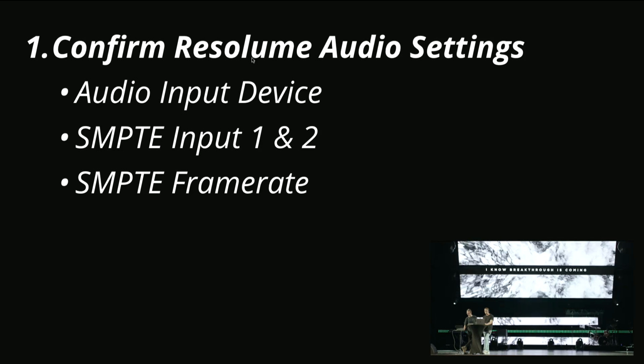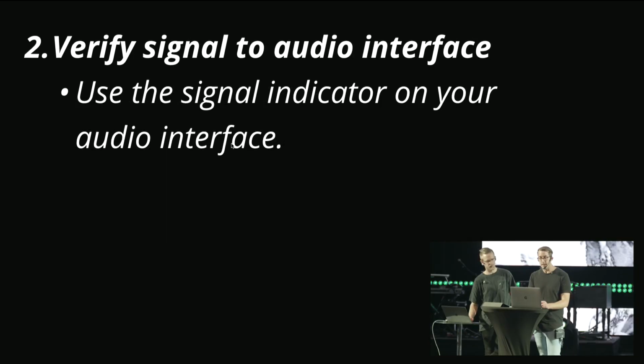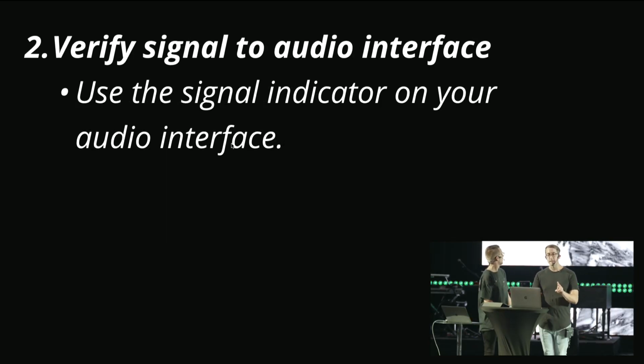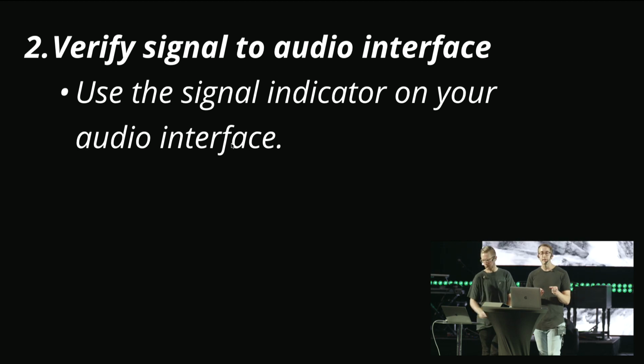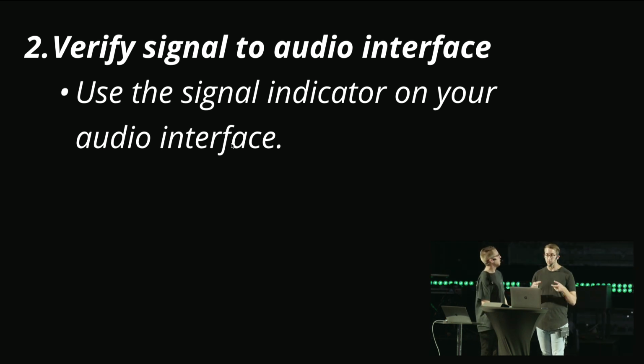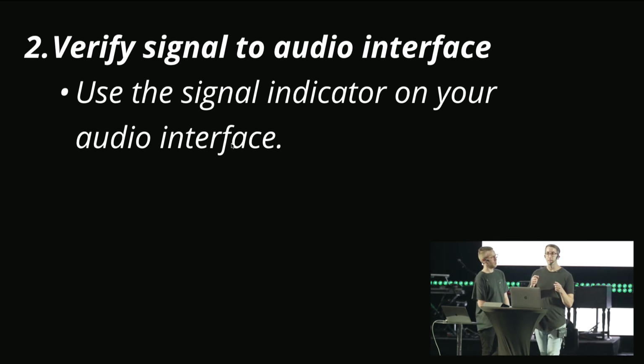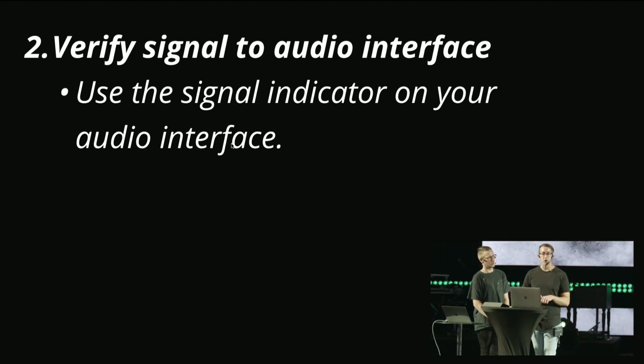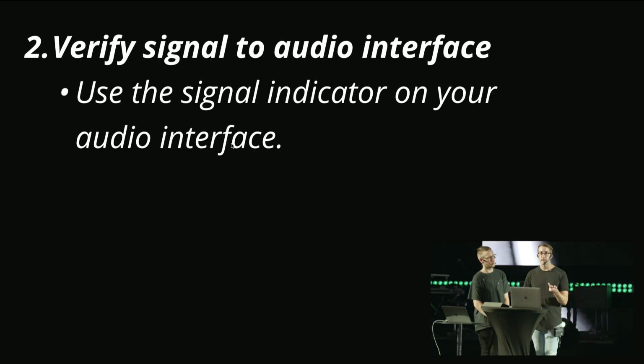So number 1, confirm Resolume audio settings. I got off a little bit of a tangent there, but confirm Resolume audio settings. Step 2, verify signal to your audio interface. If you have an audio interface, it probably has some sort of indication on the front of it whether it's getting signal or not. So on a Scarlett 2i2, it's a red box and it's got 2 knobs on the front that do gain, and it's got another knob that does something we don't care about. Our gain knobs actually have a ring around them that will light up red when there's signal going to them. Some audio interfaces have meters on the front that show that they're getting signal. But verify signal to your audio interface.